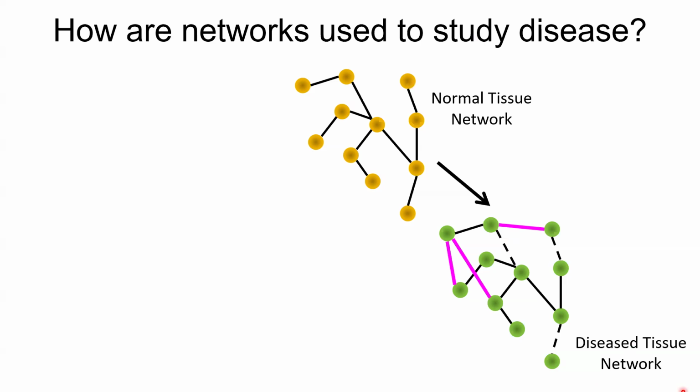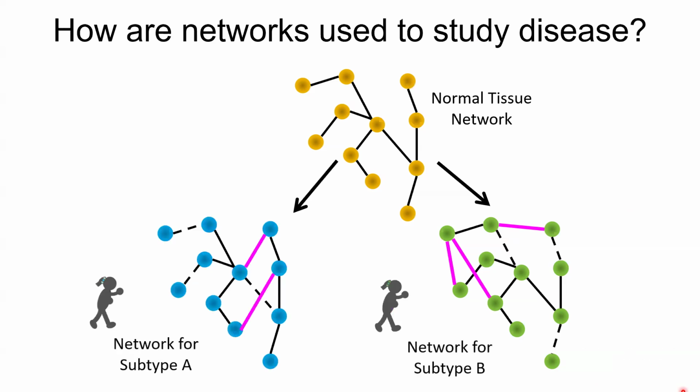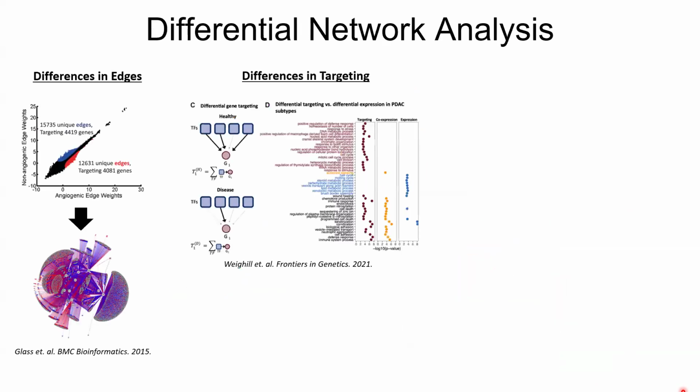However, diseases typically aren't simple. You may have, for example, 2 different subtypes of the disease, and thus you're often not just comparing a normal versus diseased network. You're often comparing networks for different subtypes of the disease. So this leads us to common approaches to look at differential network analysis. These are a couple different papers that illustrate how this approach has been done.